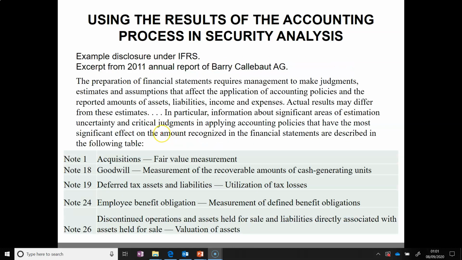This excerpt from the 2011 report of a company provides an illustration of how companies provide information on their accruals and valuation of balance sheet items. Detail on the specific item can be found in the corresponding note to the financial statements. For example, if the analyst is interested in knowing about the deferred tax assets and liabilities and how they are being valued, he or she should go and review note 19 of the financial statements.